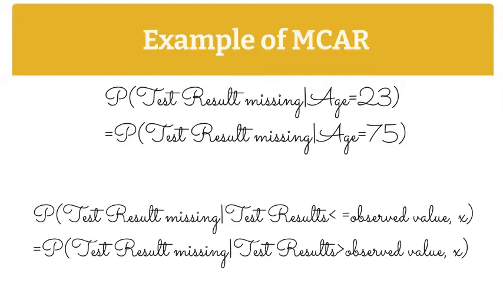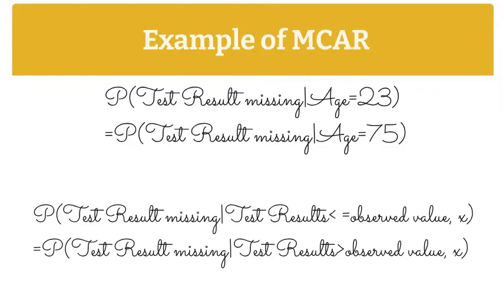What does it mean? It means that the probability that the test result is missing, if the test result is less than or equal to 2000, is the same as the probability that the test result is missing if the test result is greater than 2000, which is basically 1/2 in both cases. So what is the conclusion of this particular probability computation? It means that the probability of missing values in the test result is unrelated to the value of the test result itself.